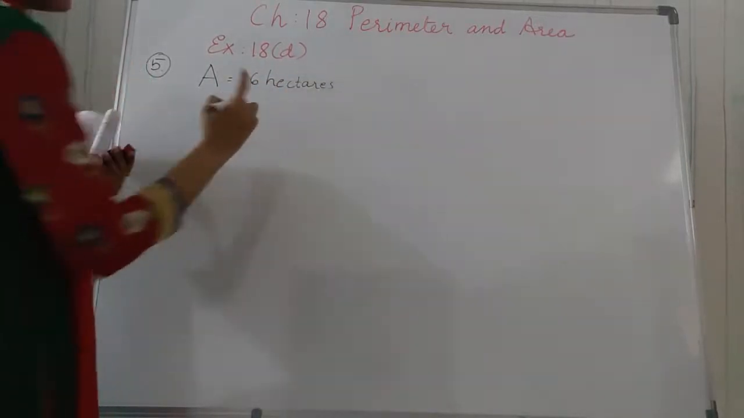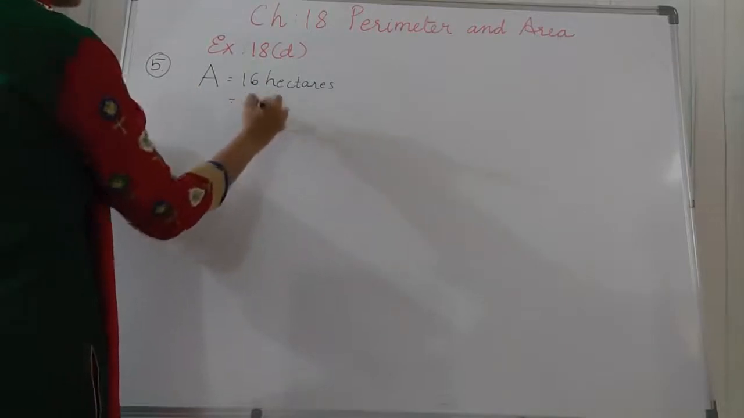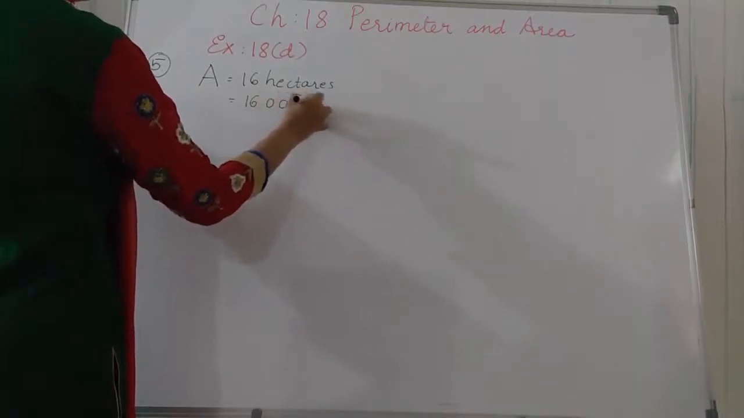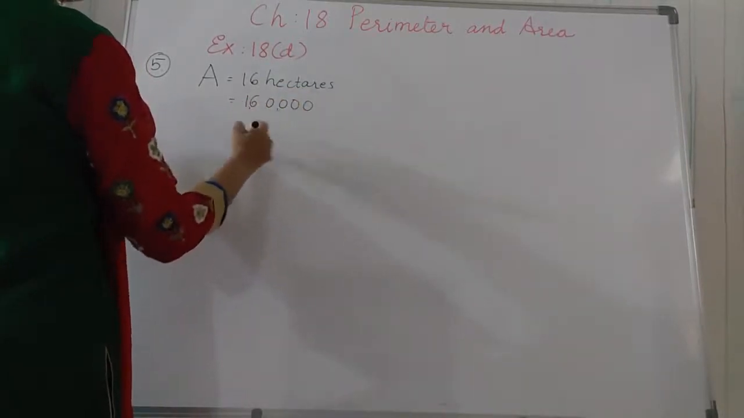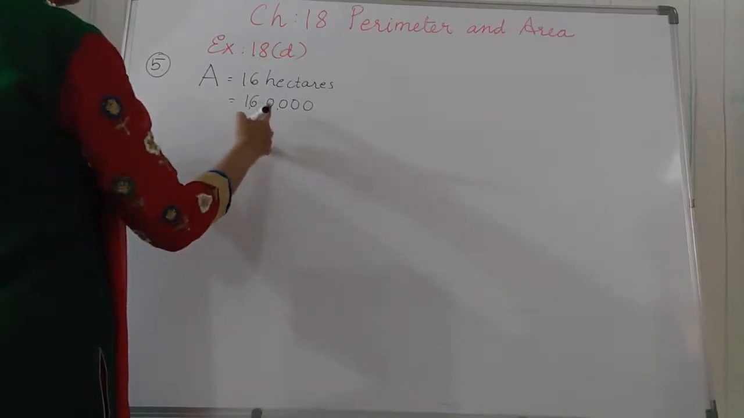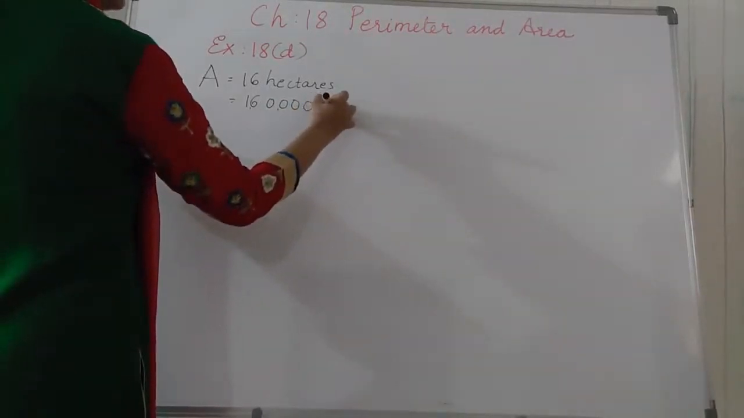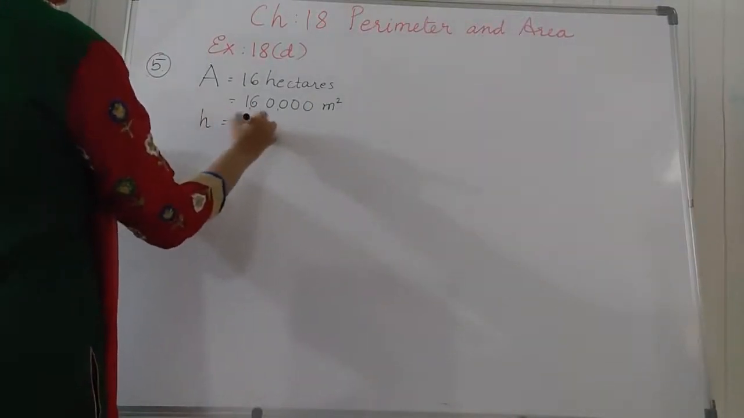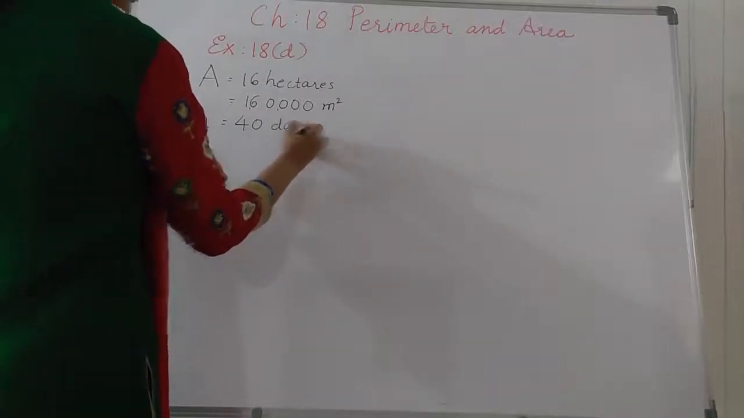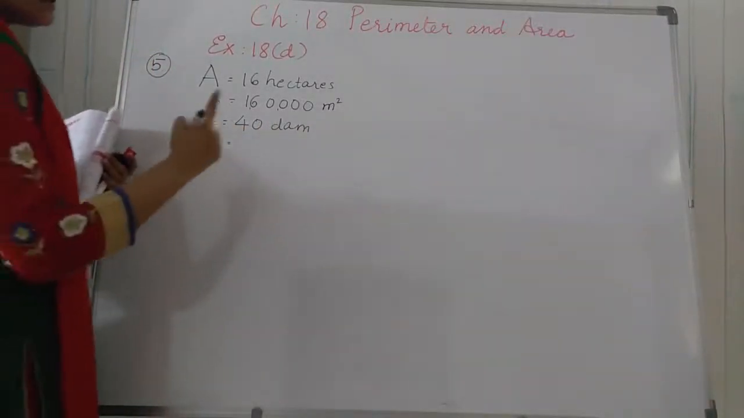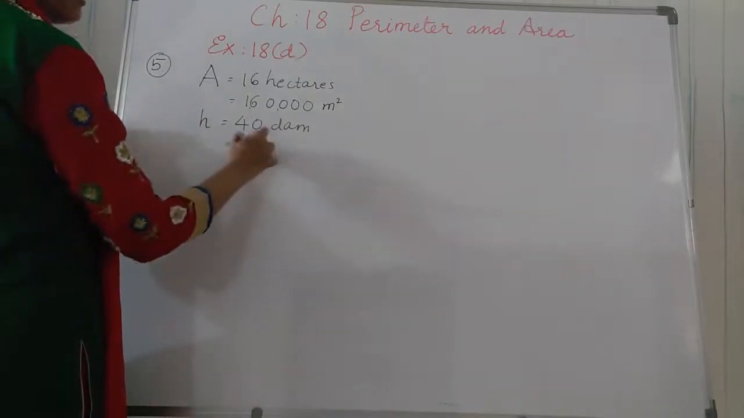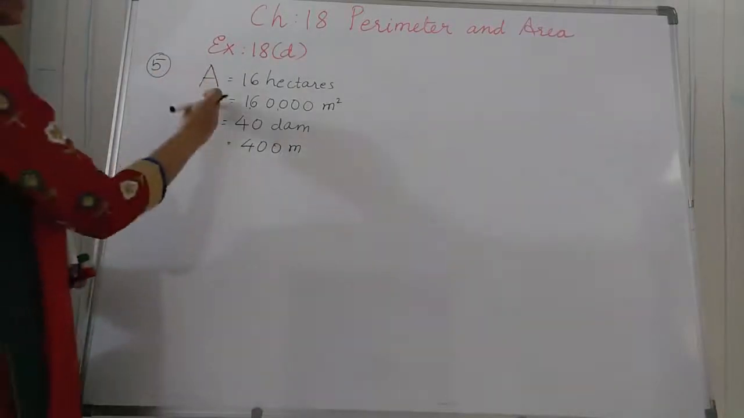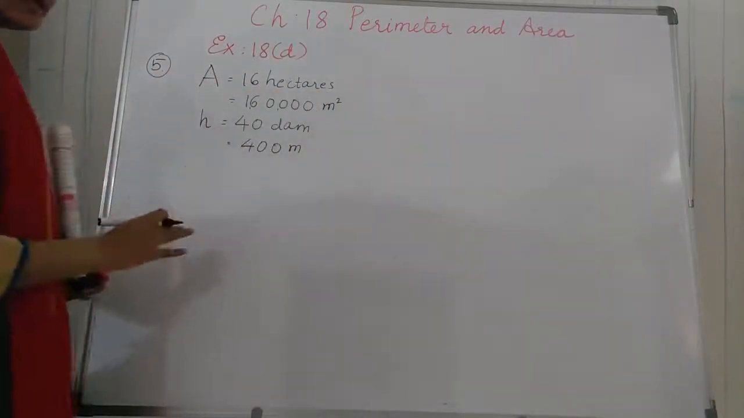So 1 hectare is 10,000 meter square. So 16 hectares, 16,000, right? It is 10,000, no? So 1,60,000 meter square. Now height is given as 40 decameter. So 1 decameter is equal to 10 meters. So 40 means 400 meters. Likewise, we have first converted area and height into the same units, meters.